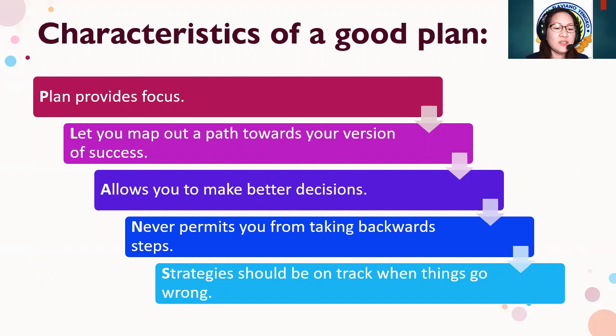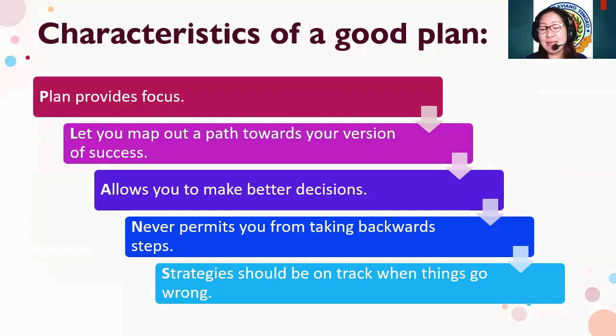Next, it lets you map out a path towards your version of success. So you need a path. Where do you visualize success, upward or downward? You need a path; where you are headed should be clear to you. Next, it allows you to make better decisions. And that is very true. When you are mapping your plan, you are also helping yourself come up with better decisions because you have thought about it well. Next, it never permits you from taking backward steps.